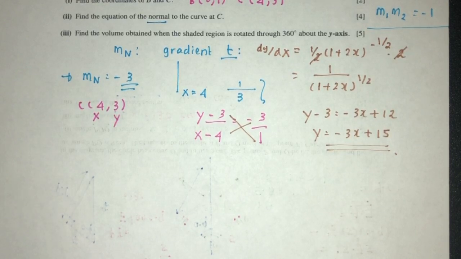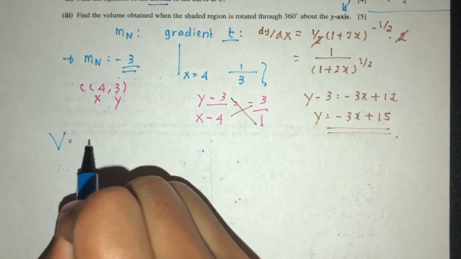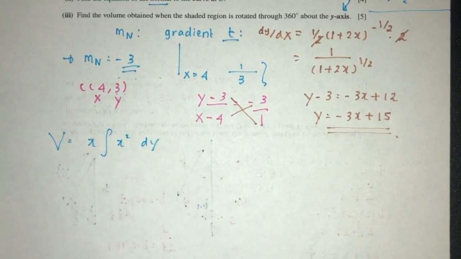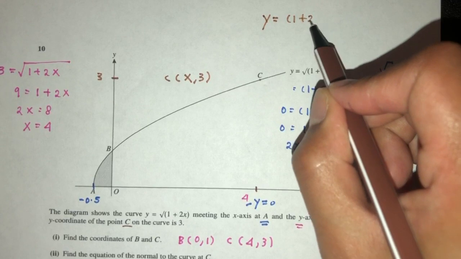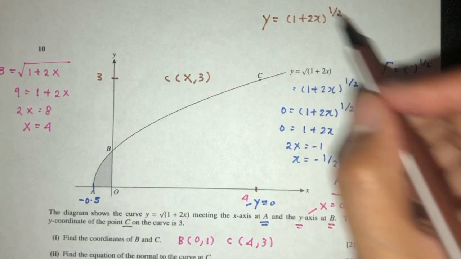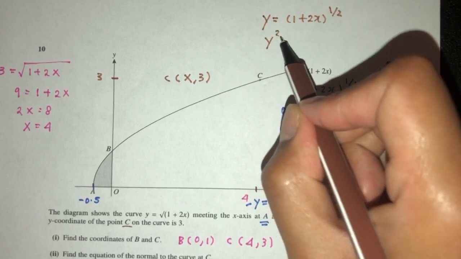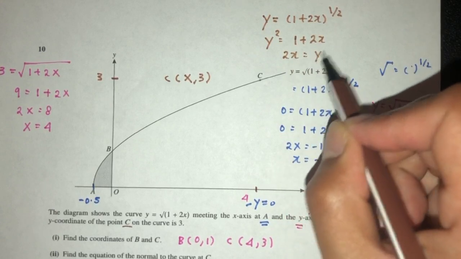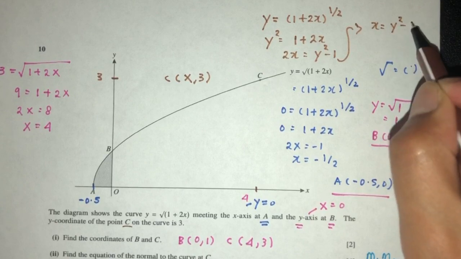So pretty easy. Since it is going to be about the y-axis, the volume about the y-axis is equal to the integration of pi x squared with respect to dy. Now we know that y is equal to (1 plus 2x) to the power half. We have to make x the subject, so let's do that. First we can square both sides. You will have y squared is equal to 1 plus 2x. 2x will be y squared minus 1. From here, x will be (y squared minus 1) over 2.